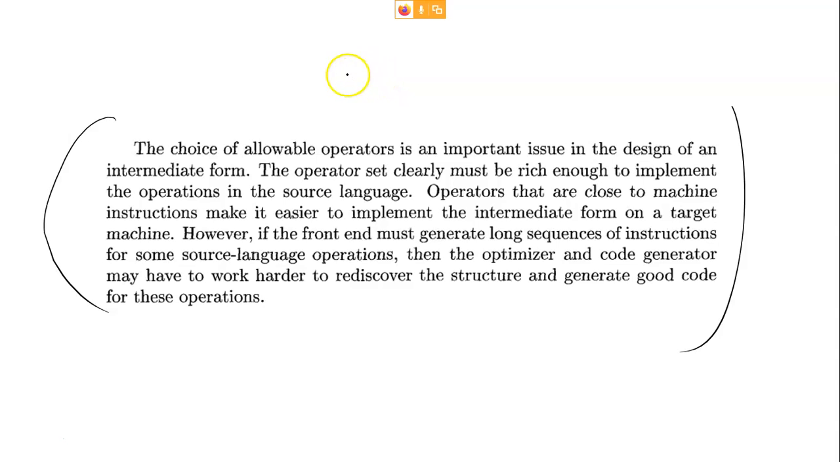Of course, we have seen 9 3 address code statements, but when you write your own compiler, you can give some flexibility, and maybe you can give some 50 3 address code instructions. So this is what Ullman is saying: your operator set and your instruction set must be rich enough so that you can implement any operation of the source language.